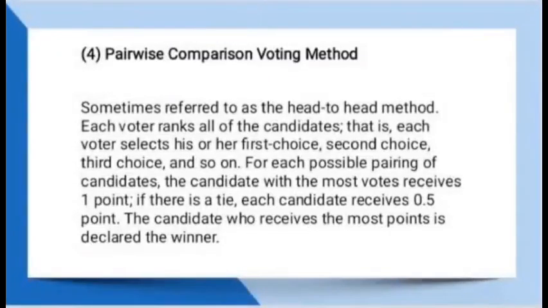So let's start. Pairwise comparison voting method, sometimes referred to as the head-to-head method. Each voter ranks all of the candidates, that is, each voter selects his or her first choice, second choice, third choice, and so on. For each possible pairing of candidates, the candidate with the most votes receives 1 point. If there is a tie, each candidate receives 0.5 point. The candidate who received the most points is declared the winner.